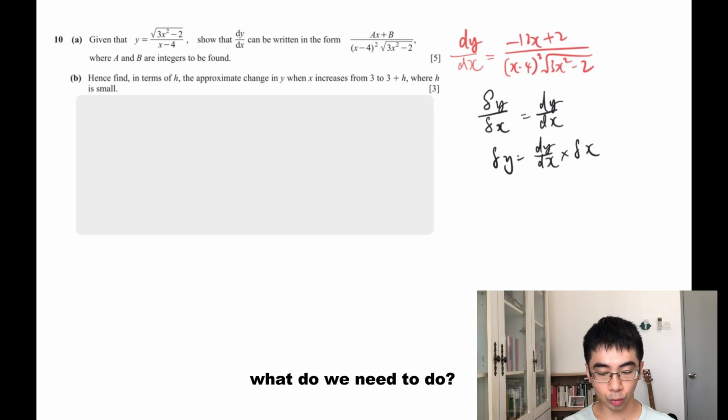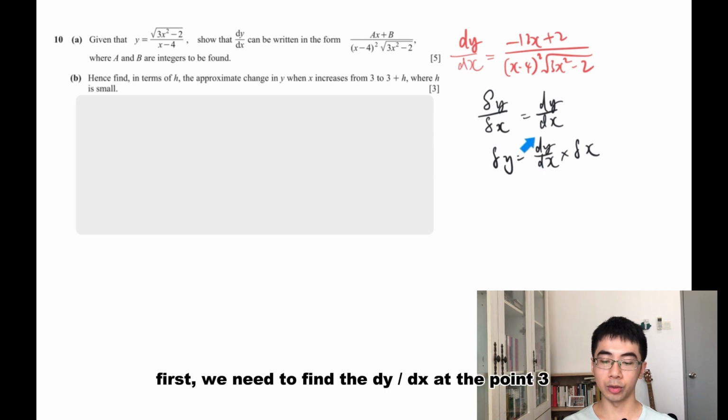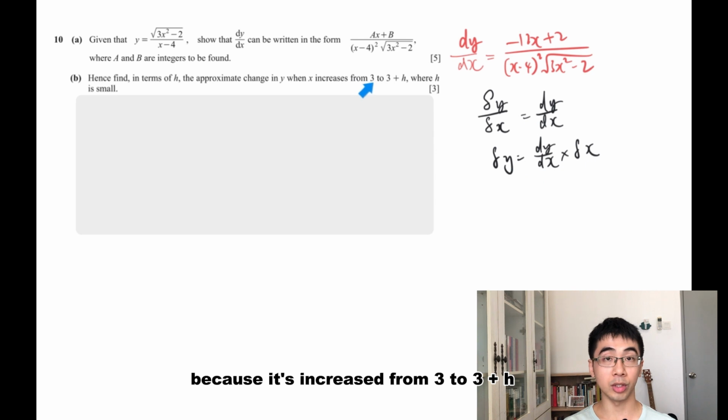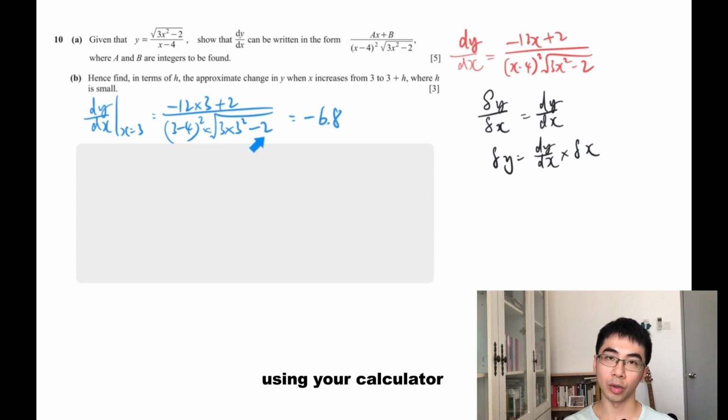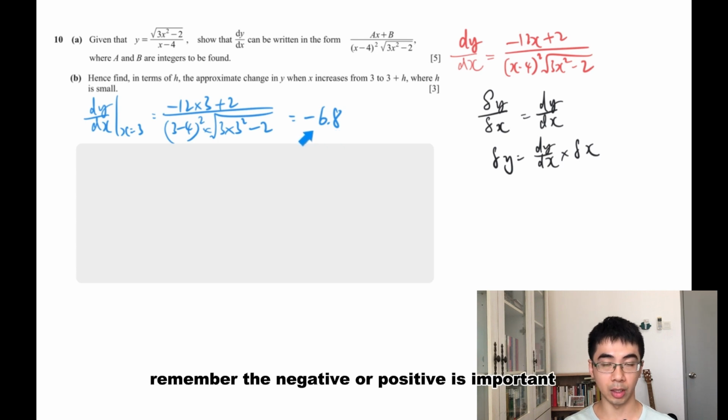So what do we need to do? First, we need to find the dy over dx at the point 3, because it increased from 3 to 3 plus h. So we need to substitute x is equal to 3 into dy over dx. And then we need to find the change in x. So when x is 3, dy over dx will be that value. Using your calculator, it is equal to negative 6.8. Remember, the negative or positive is important.